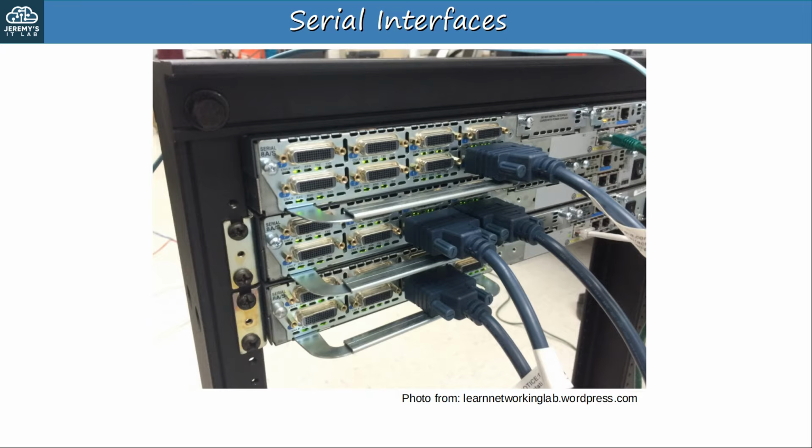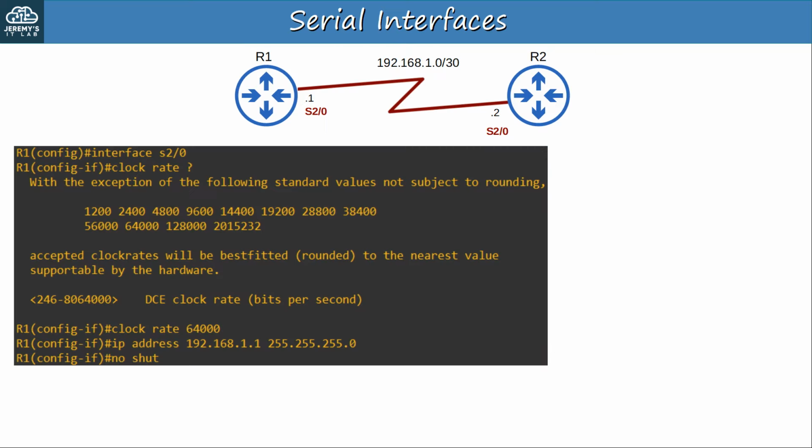This photo shows some serial interfaces and cables. Notice that both the ports and the cables are different than Ethernet cables. To explain serial connections, I'll show you how I configure R1's S2/0 interface. You don't need a deep understanding of this material, but at least know the basics I introduce here.